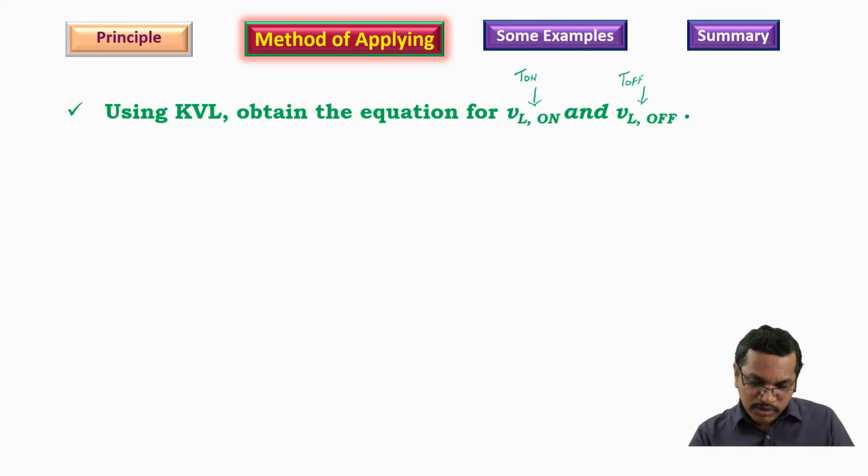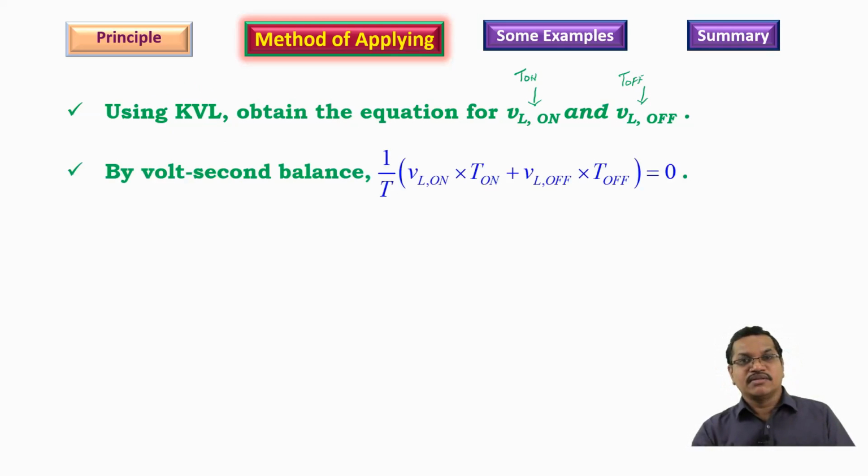And after we do that, we know that the voltage developed across the inductor averaged over one cycle is 0. That is what we are doing here. 1 by T, VL on, the voltage across the inductor during on time, multiplied by the time duration, plus the voltage developed during off state multiplied by off time, should be equal to 0. We equate this and then we can find the relation between input voltage and output voltage.